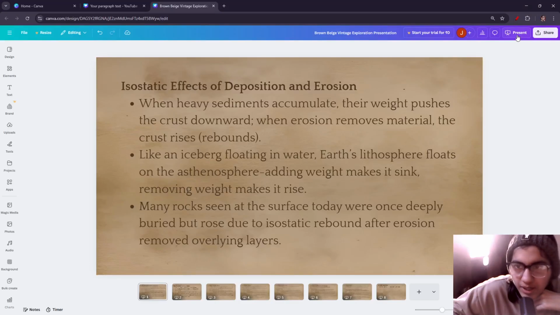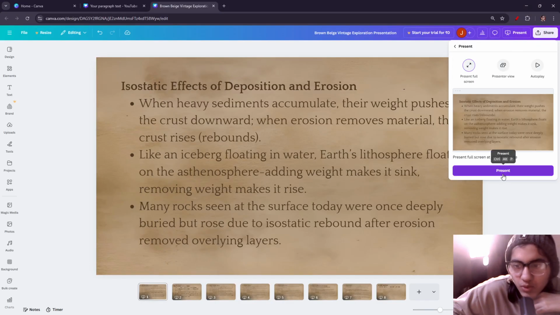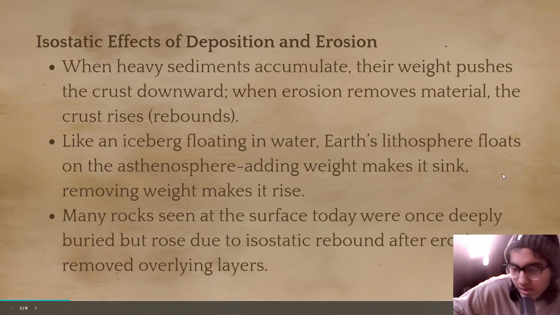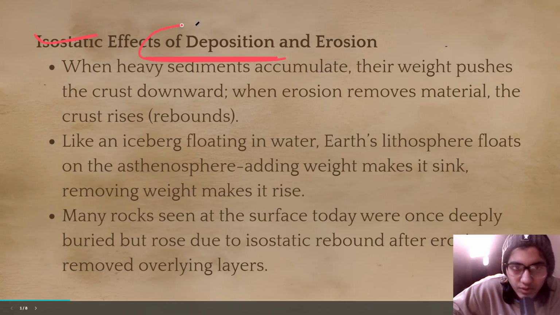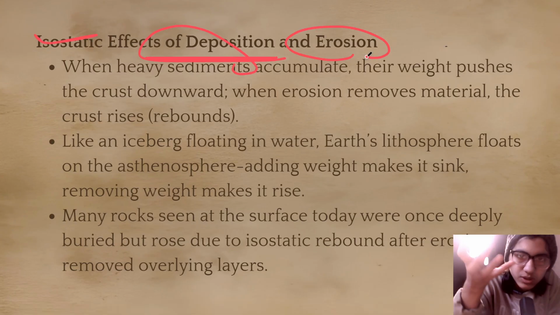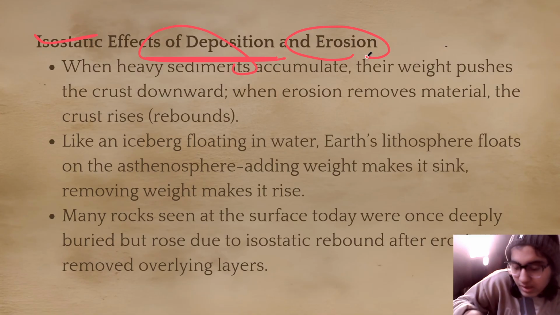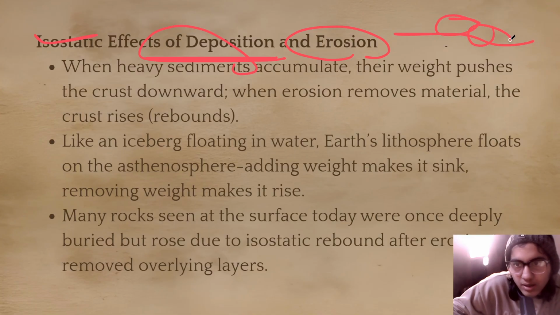Good morning, students. In today's video we are going to cover these isostatic effects. So let's start. Isostatic effects of deposition and erosion. Deposition means in some land some deposits are there. It can be any rocks or sediments, etc. Erosion means they go away.